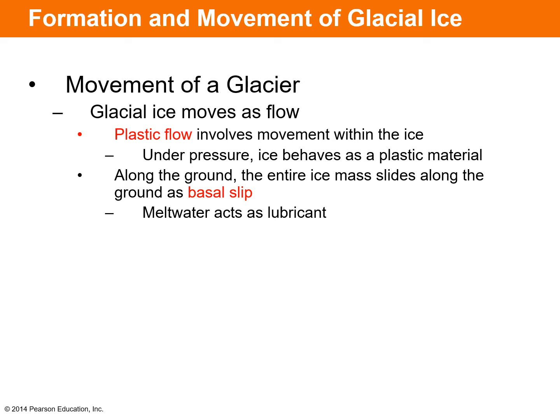Another type of flow or movement of a glacier is called basal slip, and this is when the glacier is moving along the ground surface, the entire ice mass slides along the ground, and that is known as basal slip. And that often occurs because meltwater from the glacier acts as a lubricant that causes the overlying glacier to slide along the surface. So not only do you have sort of a plastic flow within glaciers themselves, but you also have basal slip that moves the entire glacier from bottom to top as well. So those are two different ways that glaciers move.